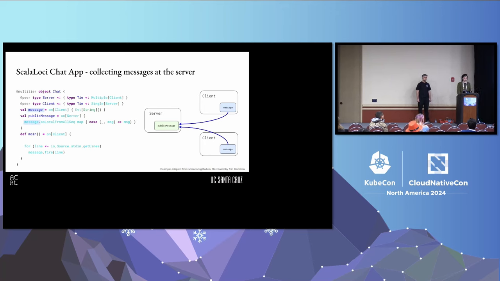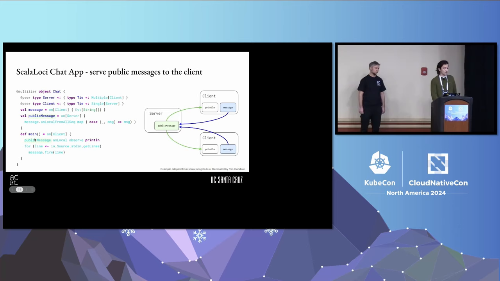So we have one more step to take care of, which is serving the public message board back to each client. We're going to follow the same pattern here. We're going to make a reference to the public message placement type from within that main routine that we defined on the client. And this is defining how data flows back from the server to the client. And this is our full program.